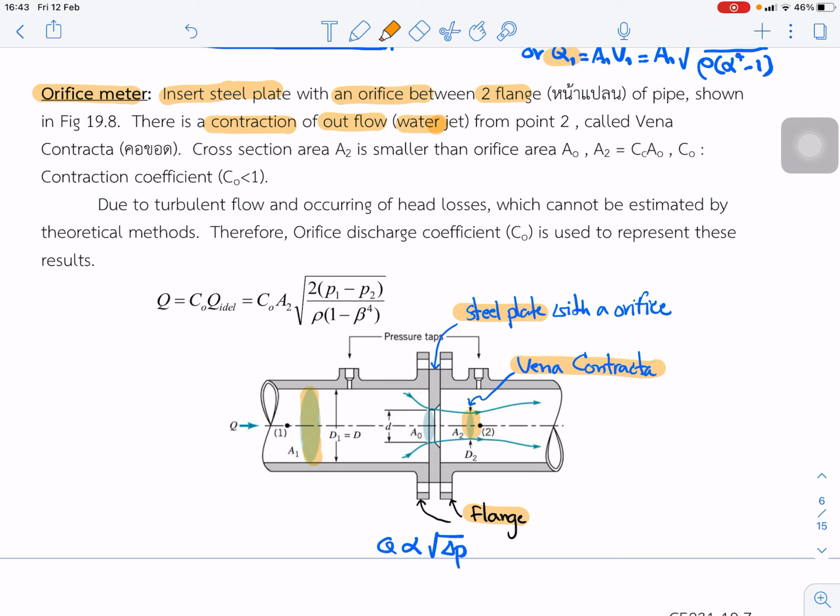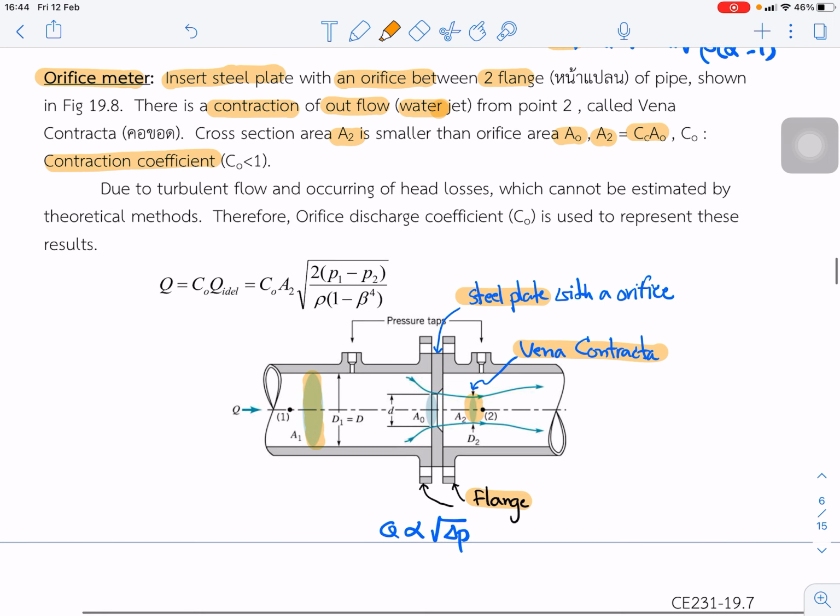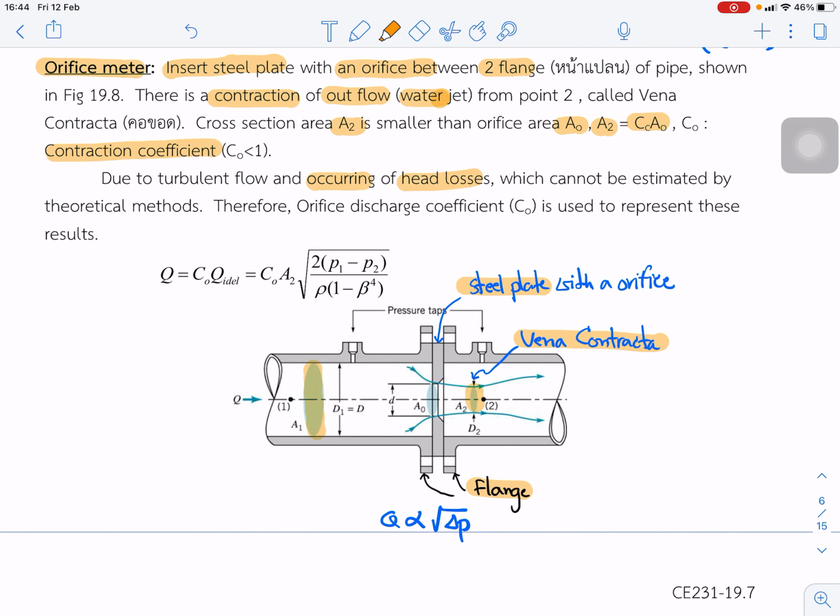The cross-section area A2 is smaller than A0, or A1, and A2 is equal to Cc times A0, where Cc is called the contraction coefficient, which is less than 1. Due to the turbulent flow, head loss occurs, which cannot be estimated by theoretical methods. Therefore, the orifice discharge coefficient C0 is used to represent this result. So Q is equal to C0 times A2 and the square root of the pressure term.